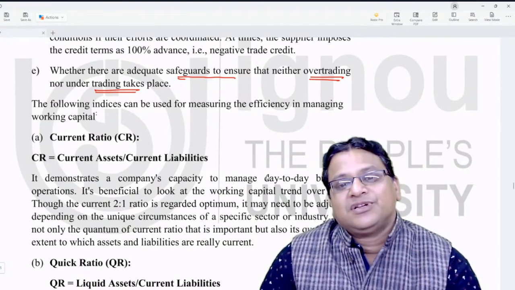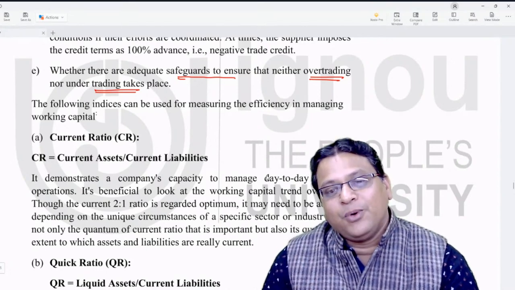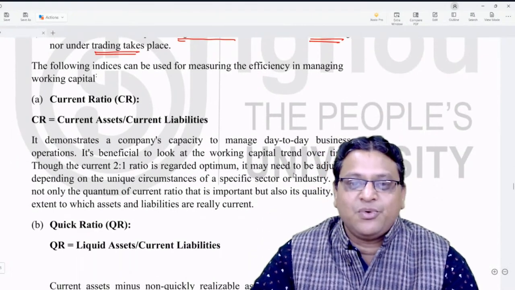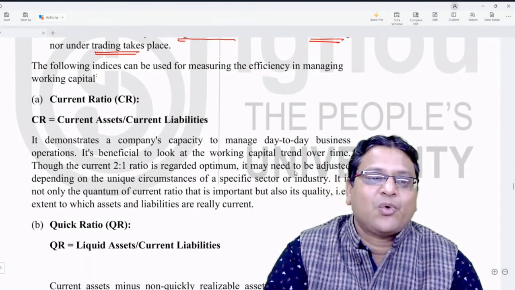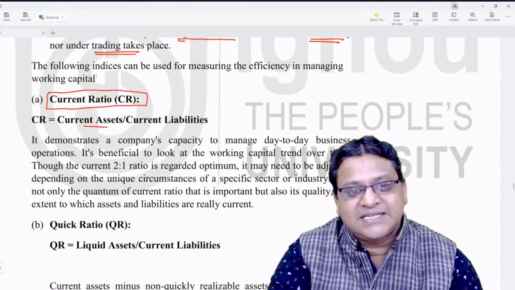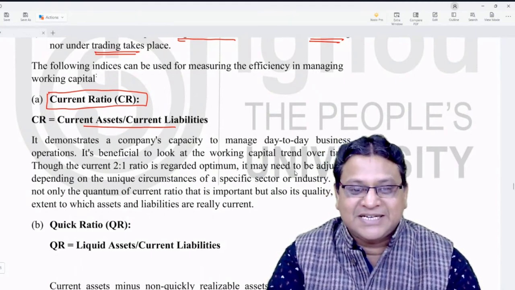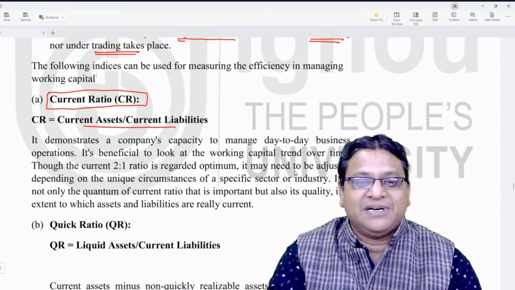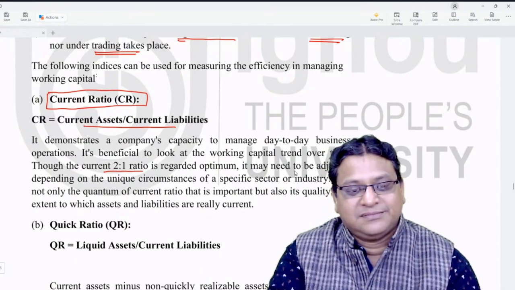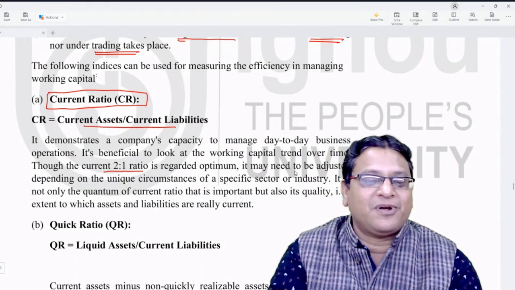So there are certain ratios which an organization generally follows while measuring the efficiency of working capital. What are those ratios? We'll discuss. One ratio is the current ratio. What is the current ratio? This is the ratio of current assets to current liabilities. A business must have sufficient current assets in comparison to its current liabilities. Generally, we follow a rule of thumb of 2:1. That means for 1 rupee of current liability, we must have 2 rupees of current assets.